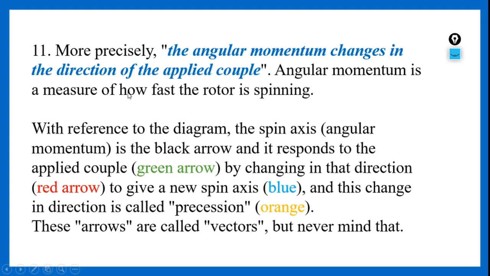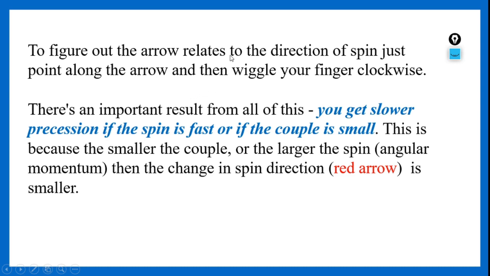Angular momentum is a measure of how fast the rotor is spinning. So with reference to the diagram, the spin axis angular momentum is the black arrow and it responds to the applied couple, the green arrow, by changing in direction to give a new spin axis, and this change in direction is called precession. These arrows are called vectors. So we will see the figure also. To figure out how the arrow relates to the direction of spin, just point along the arrow and then wiggle your finger clockwise.